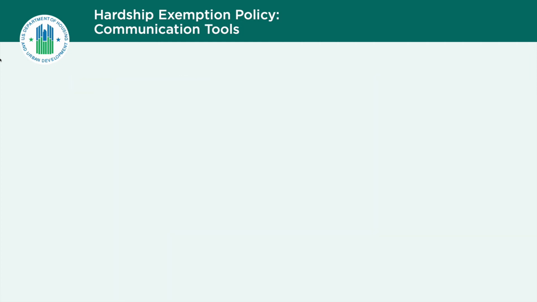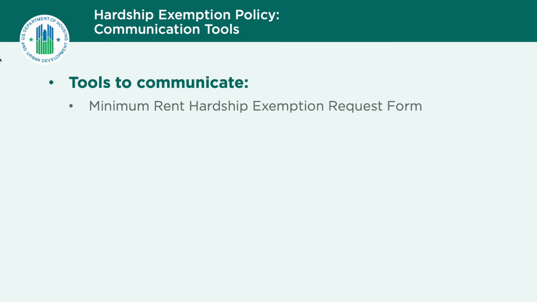Communicating the minimum rent and hardship exemption with residents consistently is important. Some examples of tools the PHA may consider employing with their communication strategy may include drafting a simple form that households can complete to request a minimum rent hardship exemption. A form could also provide information on the PHA policy and a list of qualifying hardships so that residents can indicate the applicable hardship they are experiencing. The use of a form is entirely optional, and families can also simply make a verbal request.